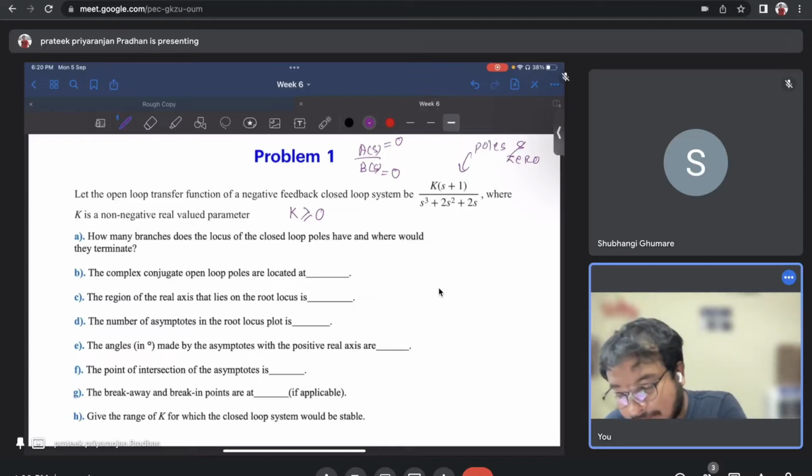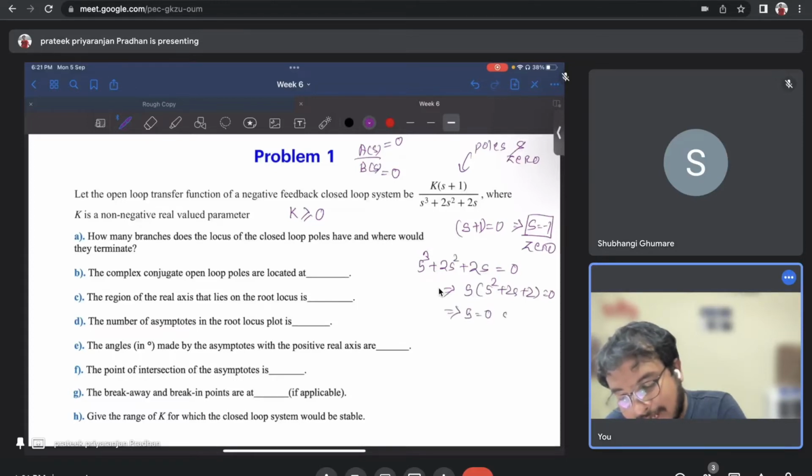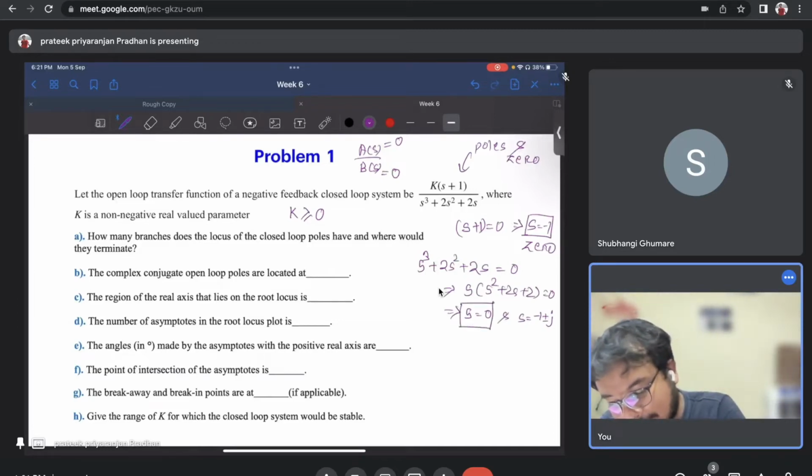So s plus 1 equals 0, that means s equals minus 1. This is a zero. Then we equate s cubed plus 2s squared plus 2s equal to 0. That means s times (s squared plus 2s plus 2) equals 0, so s equals 0 and s equals minus 1 plus or minus j. These three are the poles.